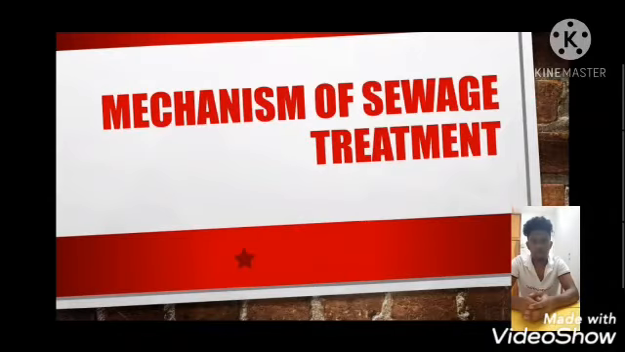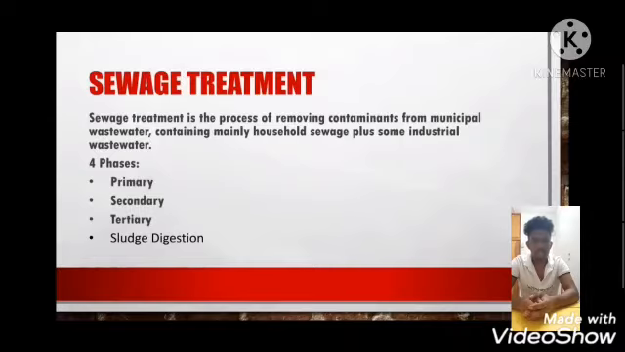So I'm going to talk about the mechanism of sewage treatment. Sewage treatment is a process of removing contaminants from municipal wastewater containing mainly household sewage plus some industrial wastewater. So there are mainly four phases, which are known as primary, secondary, tertiary, and lastly digestion.